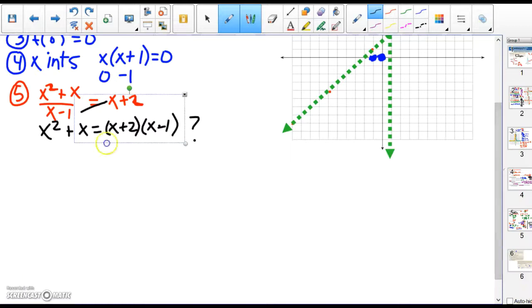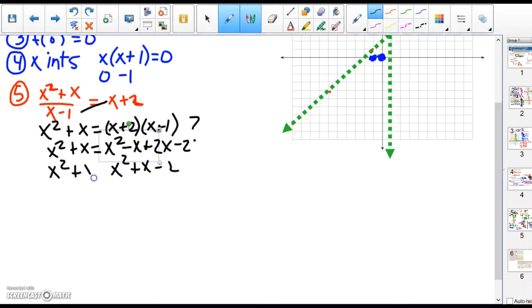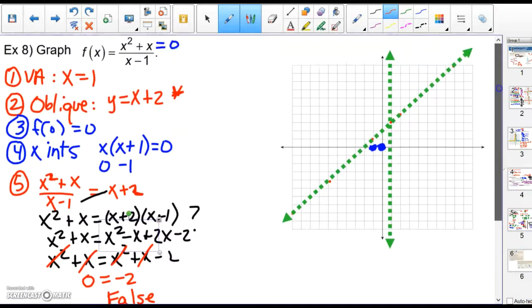So foiling out the right side, we'd have x squared minus x plus 2x minus 2. And combining like terms on the right, x squared plus x minus 2. So if you notice, some nice stuff happens because some things start canceling out. The x squareds would cancel, but the x's would also cancel, leaving me with 0 equals negative 2. That's false, which means that our curve is not going to cross that oblique asymptote. It does not cross.